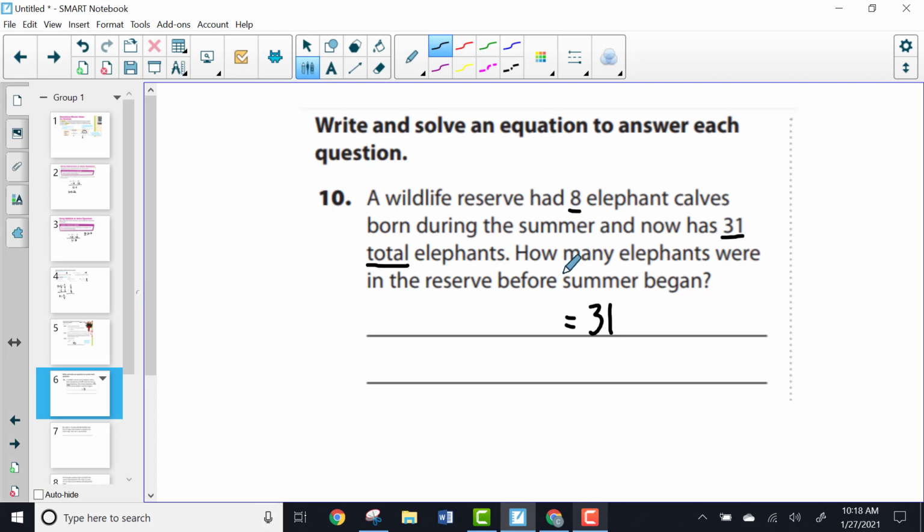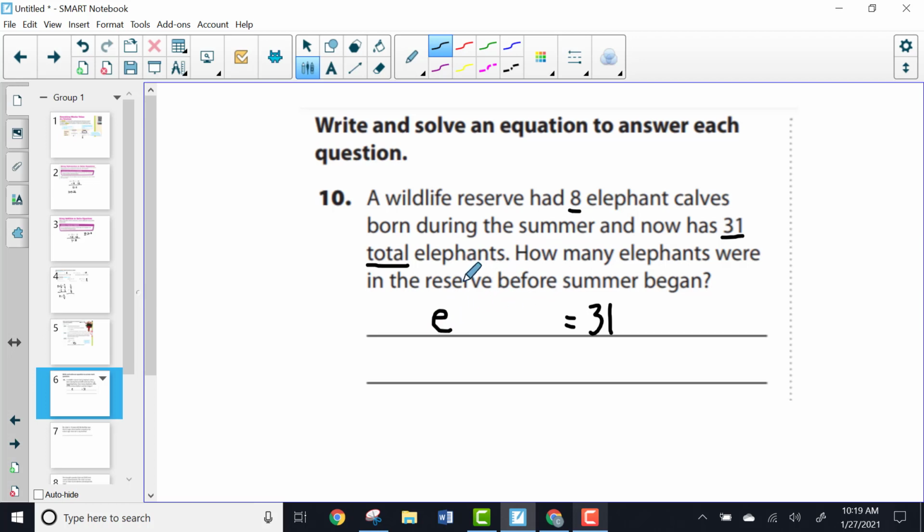And the quantity or the amount that we do not know is how many elephants were in the reserve before summer began. Now, they don't tell you to use any variable at all. So it is wide open for the variable that you would like to use. Some people may use X, you may use E, you may use A. Any letter of the alphabet would be completely fine. Okay, so for this one, I'm going to use E.